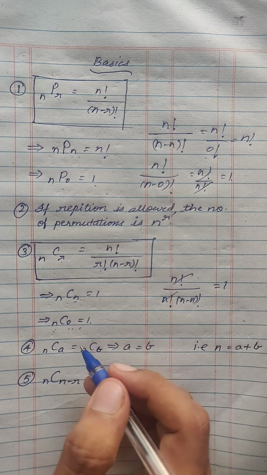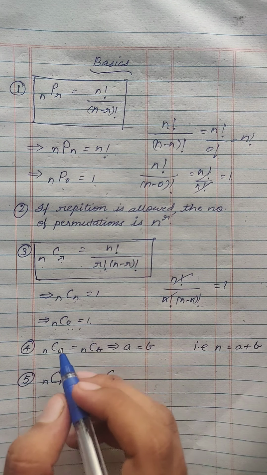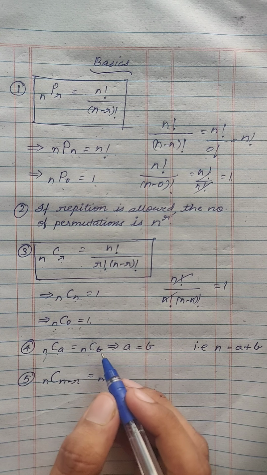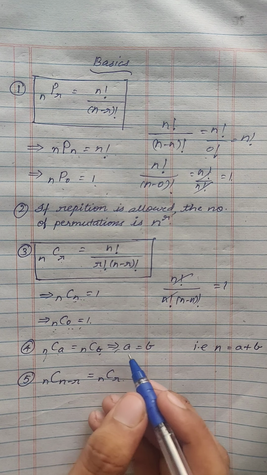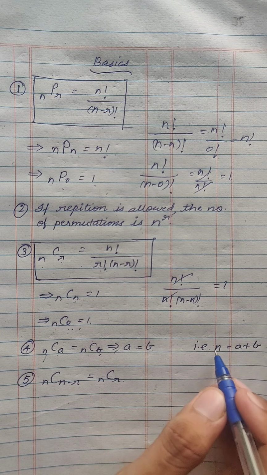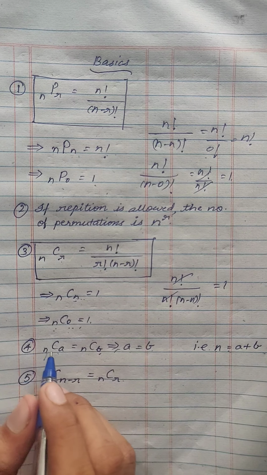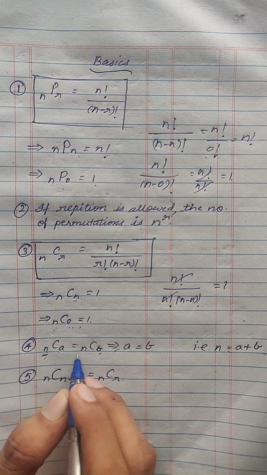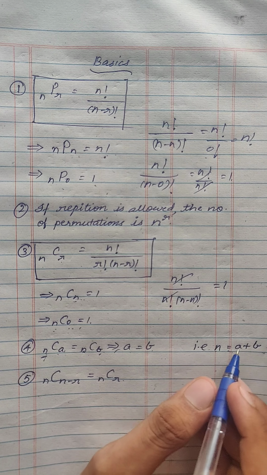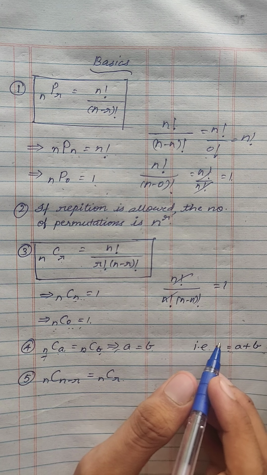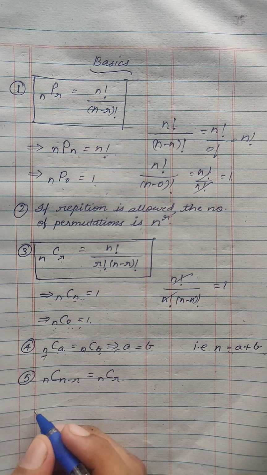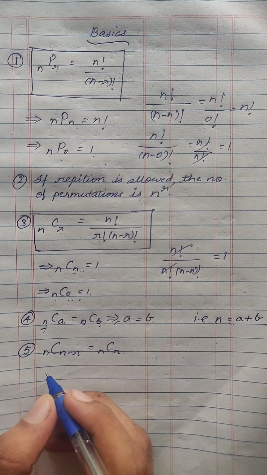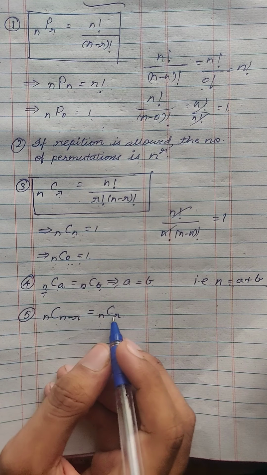We have one more important special case, which is nothing but if nCa is equal to nCb, then we can tell a equal to b or n equal to a plus b. In situations where they have given like this, that is when the n's are the same but the a, b are different, then we can say n equal to a plus b. This will be used in some other problem today. We also have one more formula which is also very important: nC(n minus r) is equal to nCr.